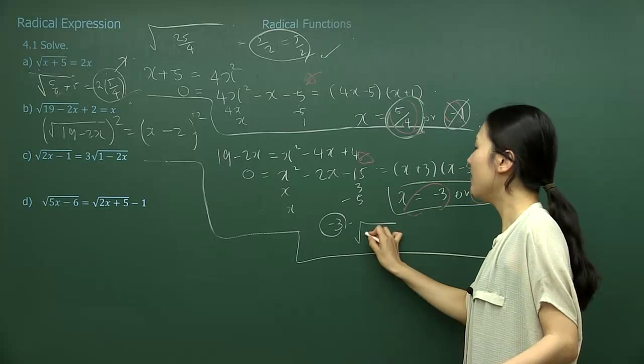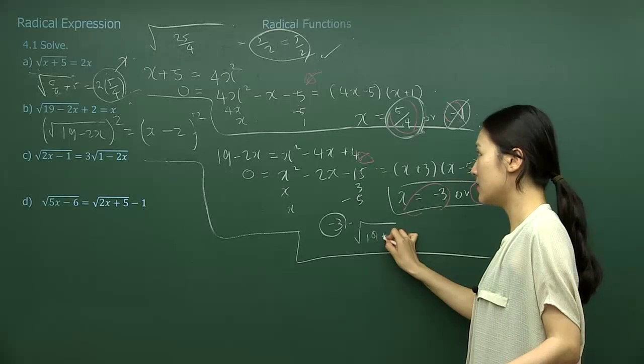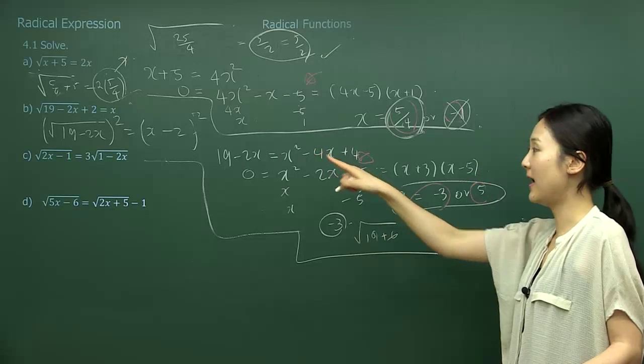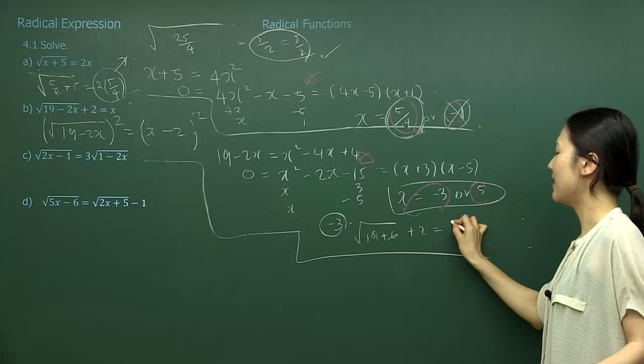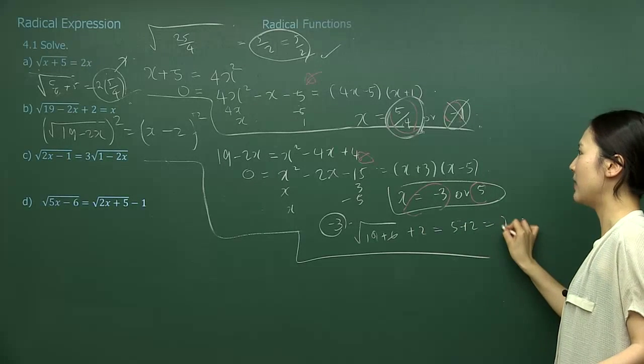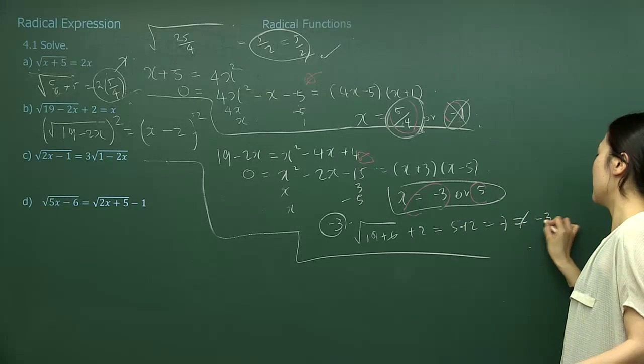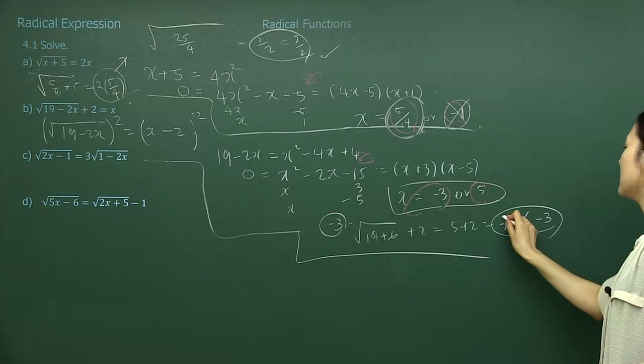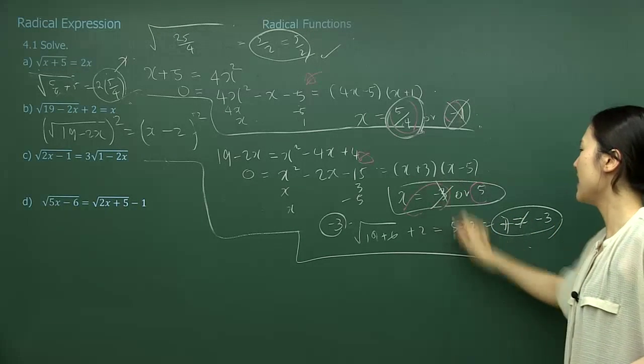So square root of 19 plus 6 now, double negative, right? Plus 2, what is that? 5 plus 2, which is 7, right? That certainly isn't negative 3, so that's out. 7 isn't equal to negative 3, hence it's out.